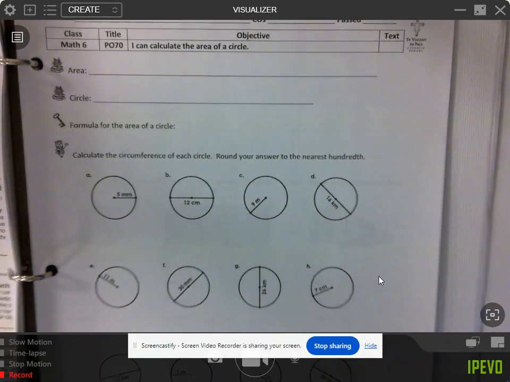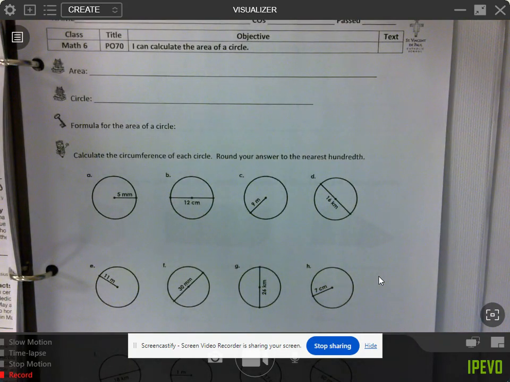Good morning. Today we are continuing on with PO70. PO69 was the circumference of a circle. Today we are doing the area of a circle. So we're still working with that circle, which means we are still working with pi.